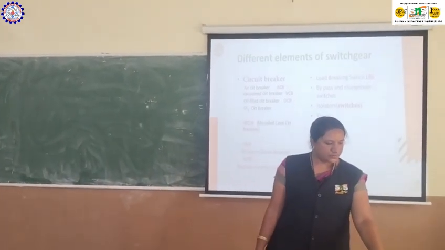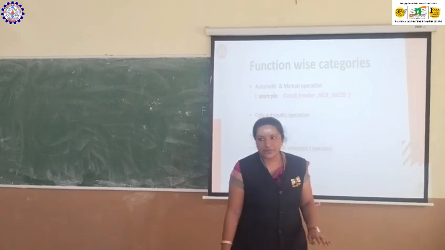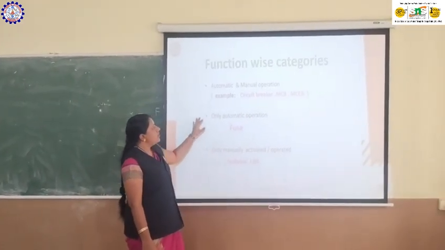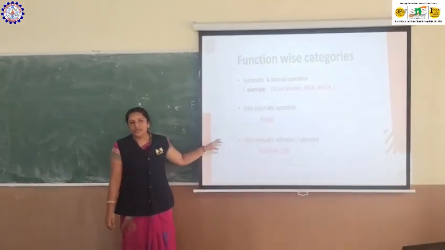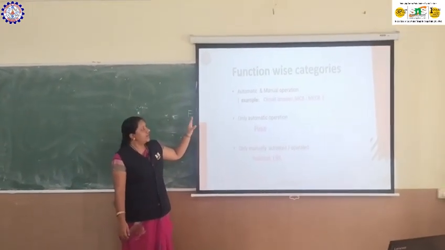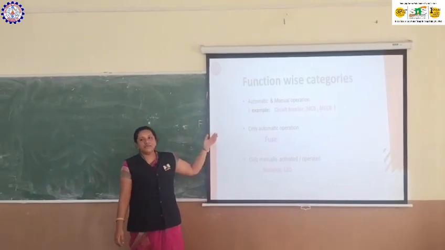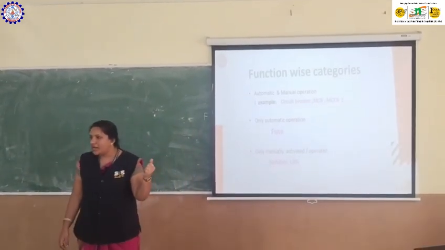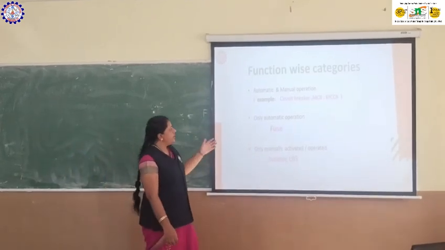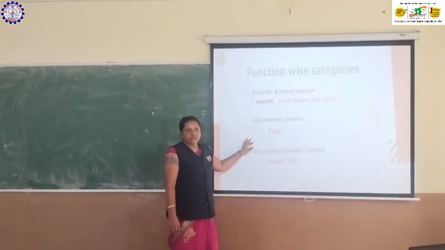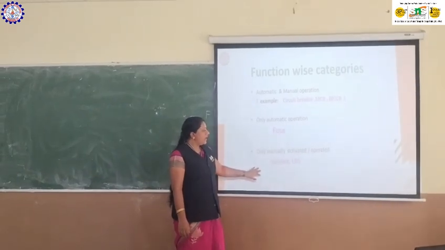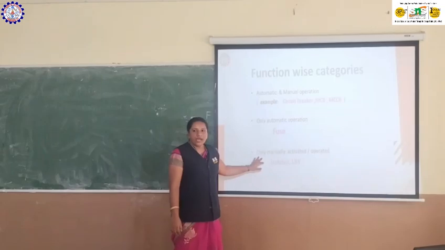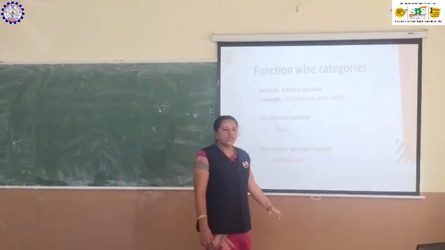Next, what is the function-wise category? How do they operate? Based on the operation, we have separated them into many types. First is automatic and manual operation. Examples are the circuit breakers MCB and MCCB, which can be operated manually and can also be automated. Only automatic operation is the fuse, and only manual operation is the isolator, and LCB comes under these manually operated circuit breakers. These are the functions.